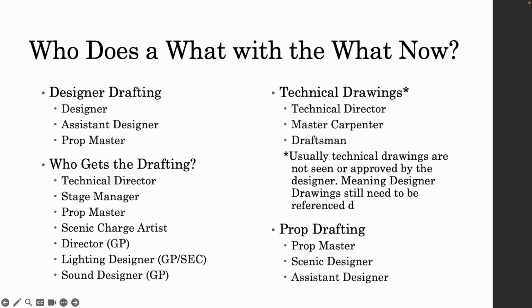Technical drawings are still drafting, but they're a different kind of thing. They're created by the technical director, the master carpenter, or draftsman, but could also be created by a props master. Usually, technical drawings are not seen or approved by the designer, meaning designers' drawings still need to be referenced by all these parties. Prop drafting is similar to technical drawings, just for specific props. And so they could be extremely complicated or look more like costume drawings if you're dealing with puppetry. Prop drafting could also be made by the scenic designer or assistant designer, depending on the show and depending on the staffing and situation.